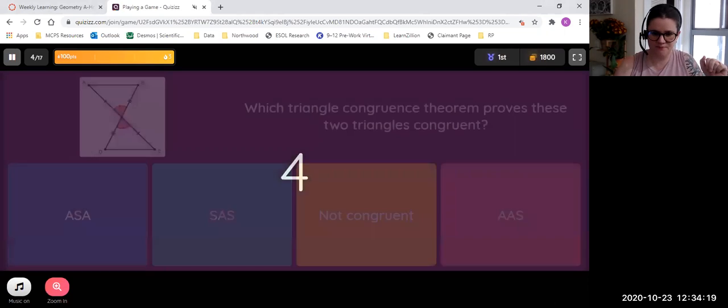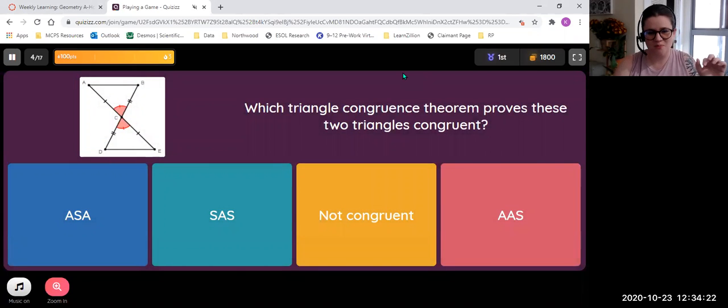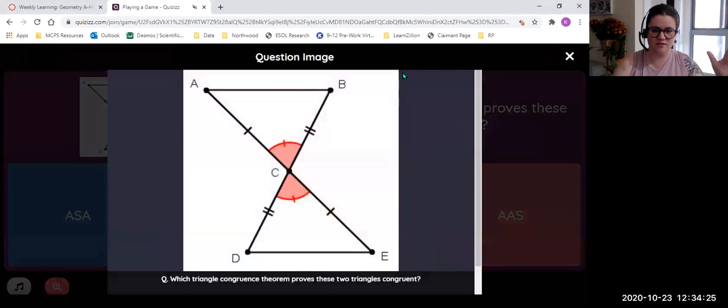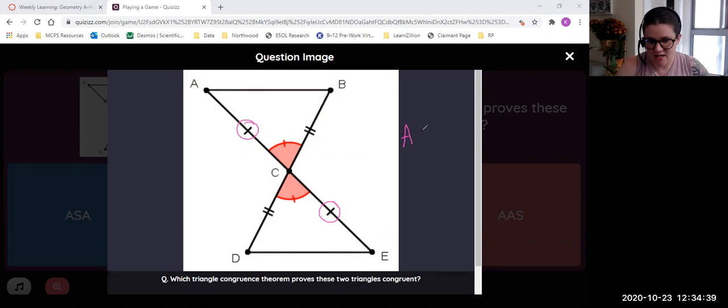All right. Which triangle congruence theorem proves the two triangles congruent? All right, so let's talk about this a little bit. I know that this one tally mark means that it matches with this one. So I could say that line segment AC is congruent to line segment CE, right? So those line segments are the same. And then let's pick a different color. We have BC. Oops, you won't be able to see that. So BC is congruent with CD, right?